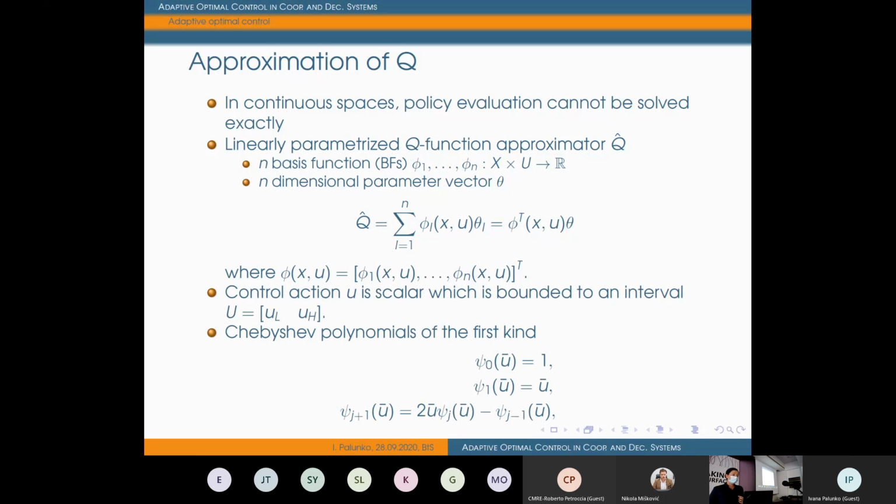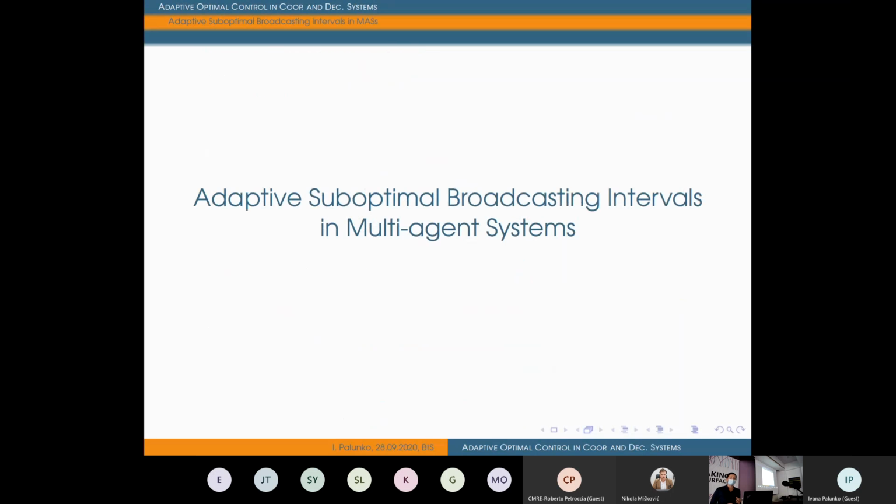Okay. In our case, we use the Chebyshev polynomials, because they're orthonormal and they have really good properties. For example, they're really fast in convergence. This algorithm I've implemented on a couple of systems, among others UAVs with a suspended load, and cooperative load manipulation with the KUKA arm. But here I want to show a new application that we came up with.